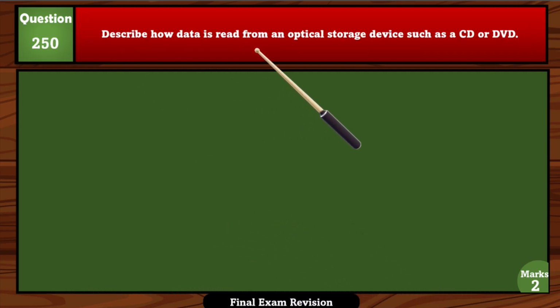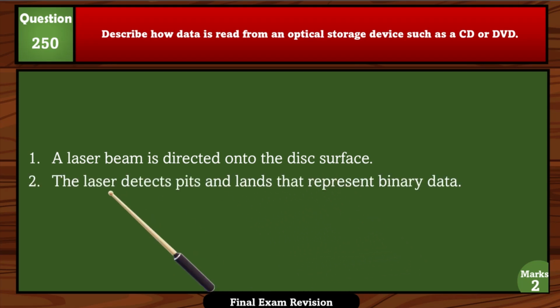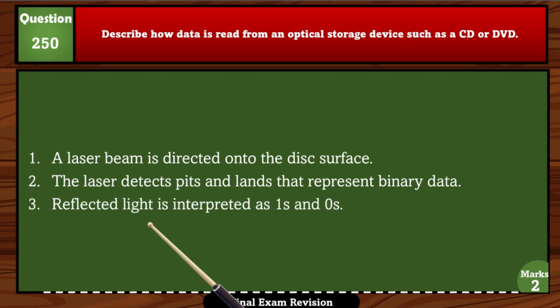Question 250. Describe how data is read from an optical storage device such as CD or DVD. Number 1. A laser beam is directed onto the disk surface. The laser detects pits and lands that represent binary data. Reflected light is interpreted as ones and zeros.